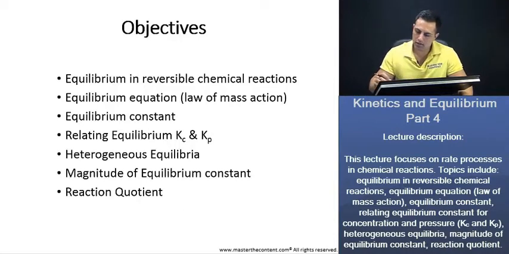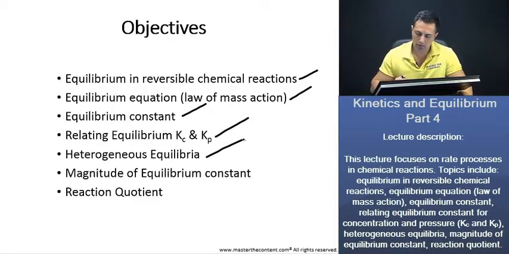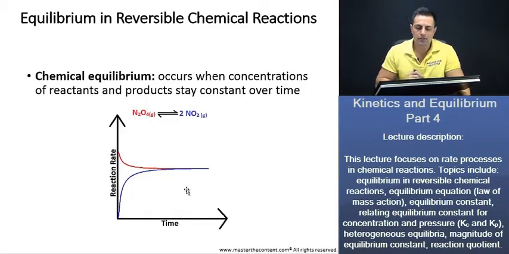Today we'll be covering another chemistry lecture, so let's get started by taking a look at our objectives. Today we'll be taking a look at the equilibrium in reversible chemical reactions, equilibrium equation, also known as the law of mass action, the equilibrium constant, and we'll be relating the equilibrium constants for concentrations and pressures, the heterogeneous equilibria, magnitude of equilibrium constant, and the reaction quotient. Okay, great. Let's get right into it.